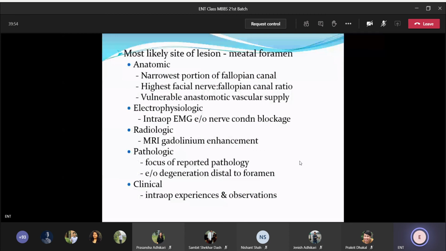Electrophysiological point: there is evidence of nerve conduction blockage. When we do the electrophysiological test, electromyography shows a nerve conduction blockage. Radiologically, at that site, the meatal foramen, on MRI with gadolinium there will be enhancement. Pathologically, there is a pathology in the meatal foramen and there is evidence of degeneration distal to the foramen.